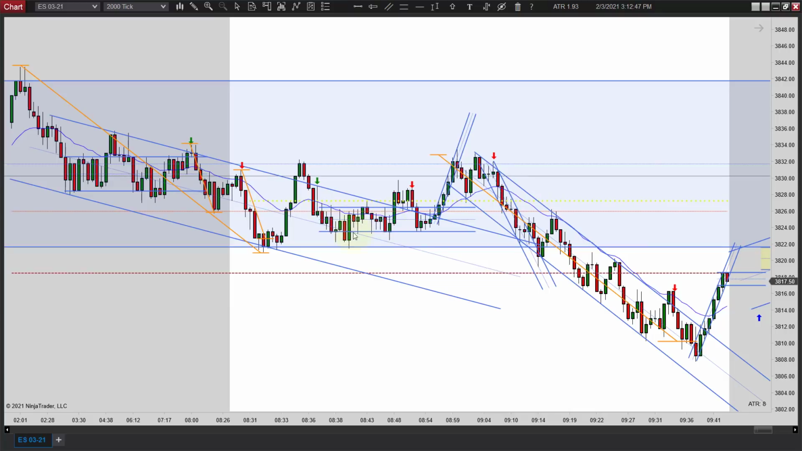Then we're just going sideways. There's no real rejection off the lows here. And then we break out. You get a lower high here. Plenty of room back to the lows. And you see where it bounces.